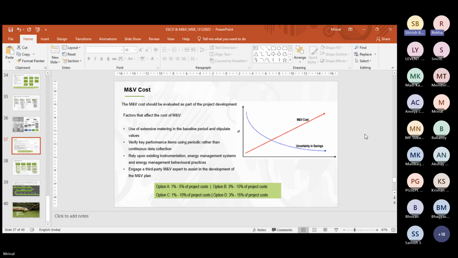The new building, 3 to 5% would be the model. Am I right in understanding?